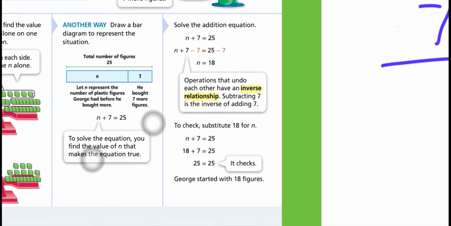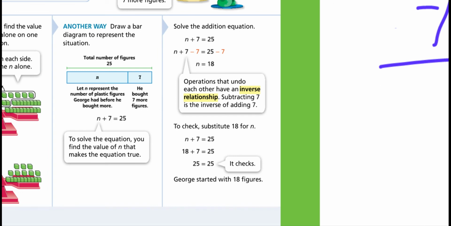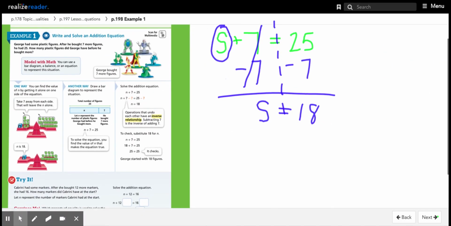Another way would be to draw a bar model. To solve the equation, you find the value of n that makes the equation true. So n plus 7 equals 25. What's that unknown value? It would be the 18. And then this last one is the way that we did to solve the equation. We subtracted 7 from both sides, and then we got the 18.